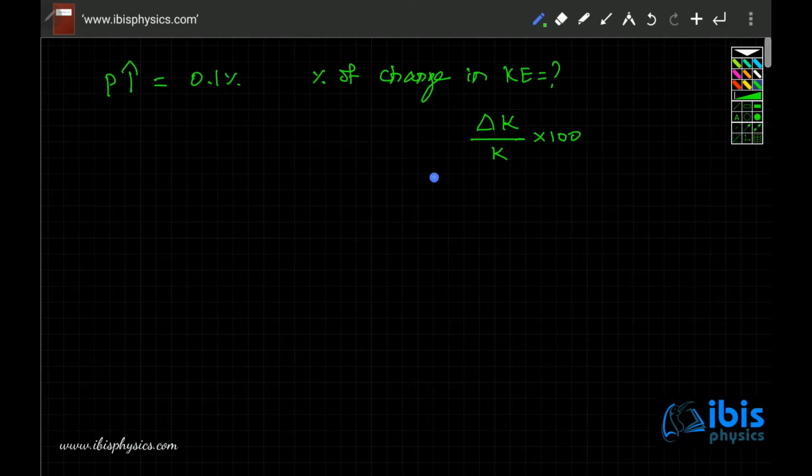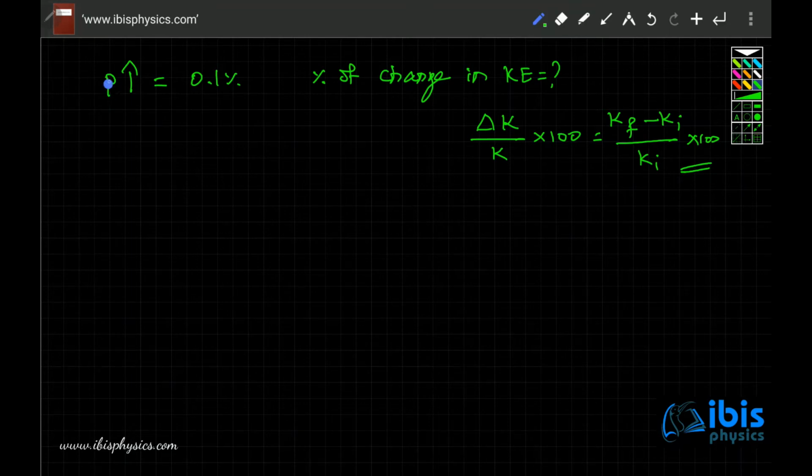100. This is it. And if you want to find the change in kinetic energy, you have to write final kinetic energy minus initial kinetic energy, divided by initial kinetic energy, times 100. This is how one should do it.